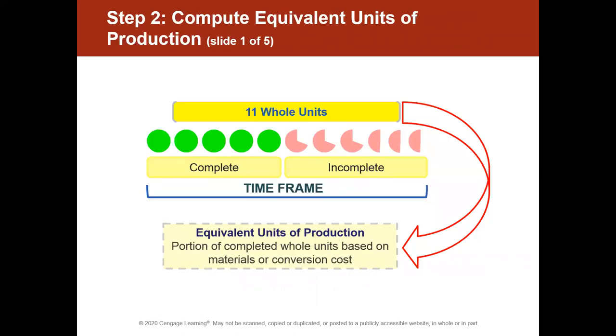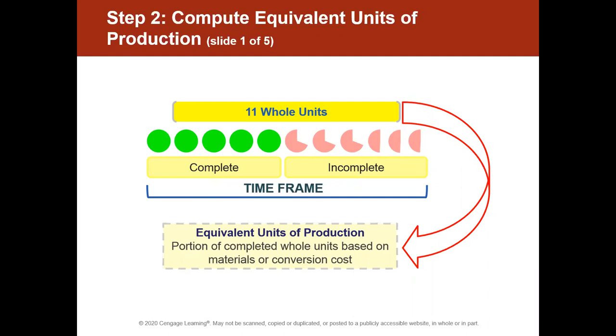All right, so step 2 then, once we have figured out what units we're dealing with, which is the ones we started with, the ones we ended with, and the ones we transferred out, okay? Then we have to deal with this issue of equivalent units of production. That's because the units that are still sitting there at the end of the month are not completely finished for our department. If they were, we'd have transferred them out to the next department.